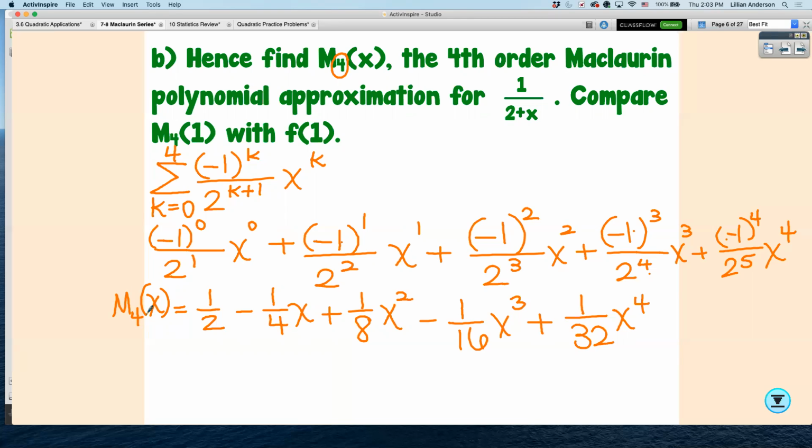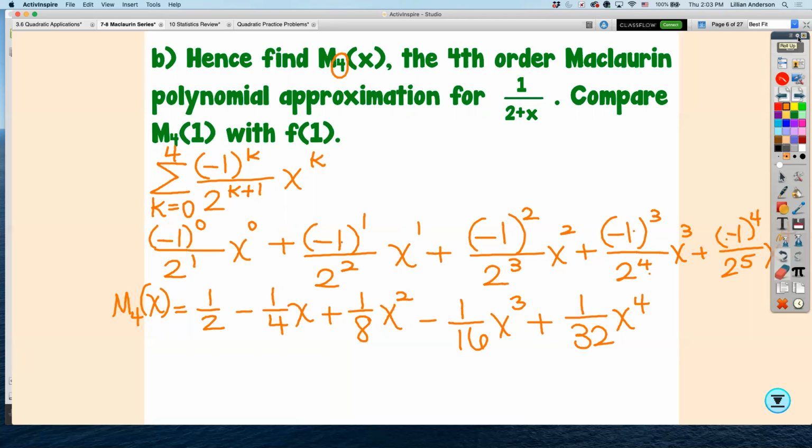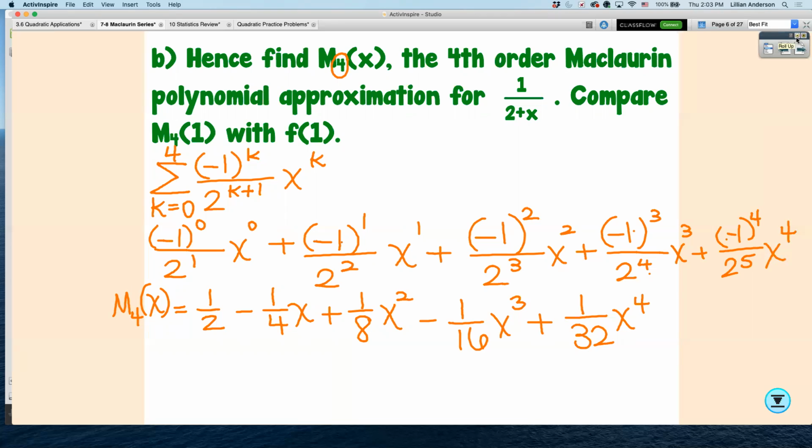And so now I can take this and I can compare the fourth order when x is 1 with f of 1. And let's see what actually happens. Well, first off, f of 1 we can get by just plugging into the function, which is what? 1/3.